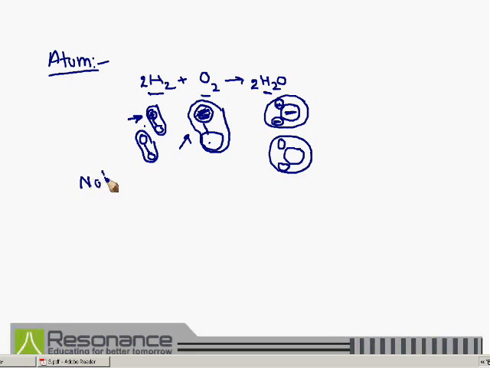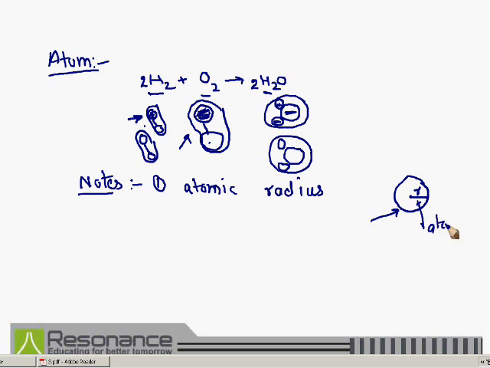Some notes are present here. The first one is, the size of an atom is indicated by its radius, called atomic radius. As we know, we consider an atom as a sphere. So the distance between the center and a point on the periphery is known as the radius of a sphere. So this is an atom, and now we can say this is the atomic radius.